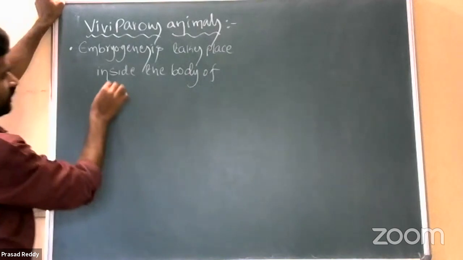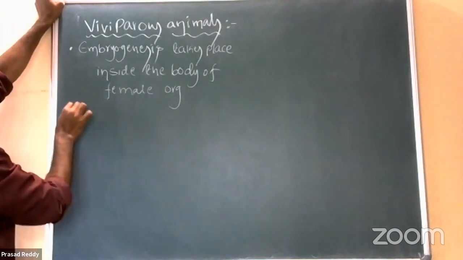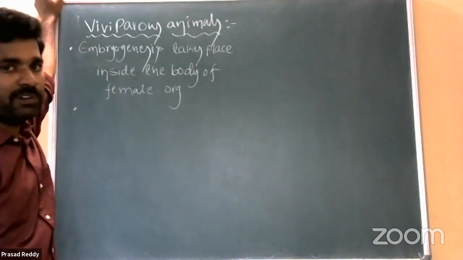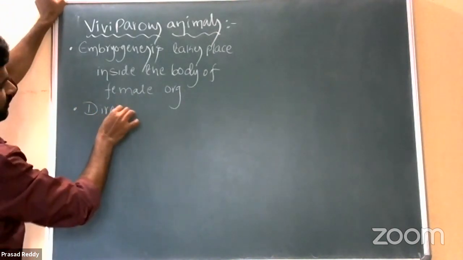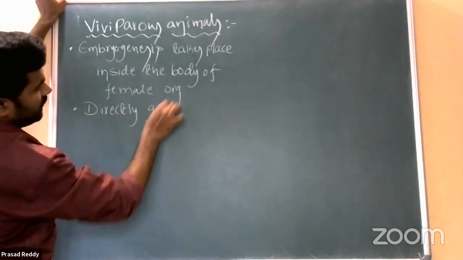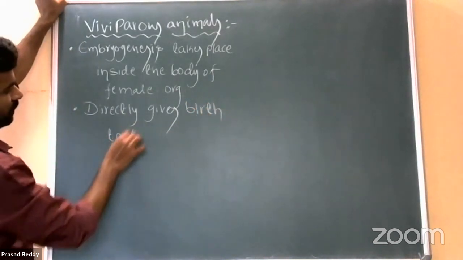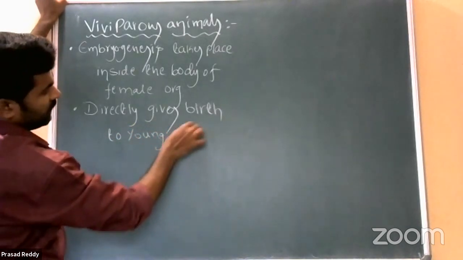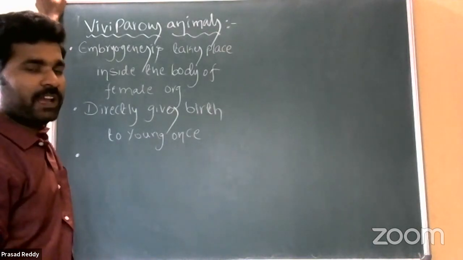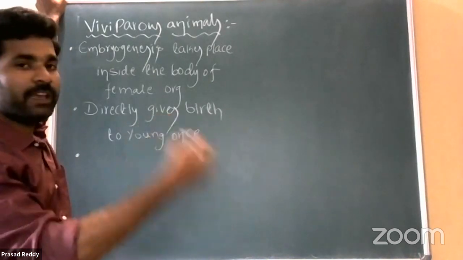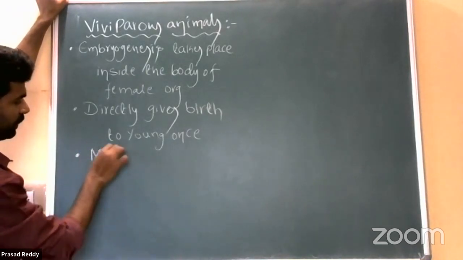These organisms directly deliver new ones or young ones. They directly give birth to young ones. The calcium carbonate shells are completely absent here, and food material is directly supplied to the embryo from the mother. So the mother provides food material to the embryo.